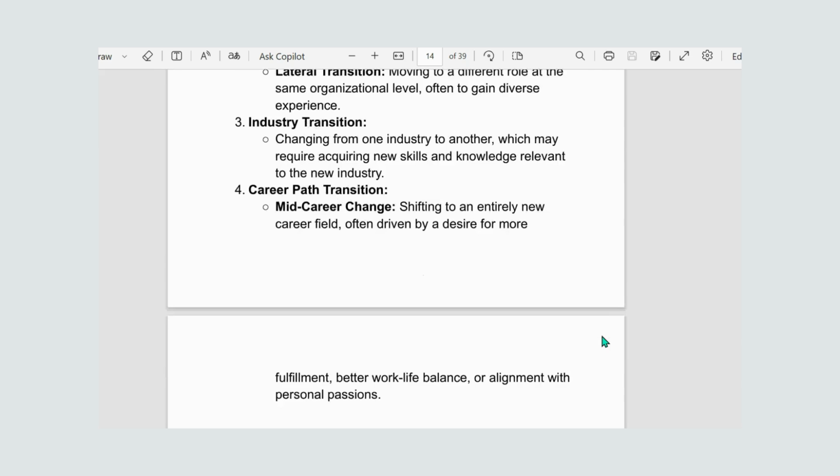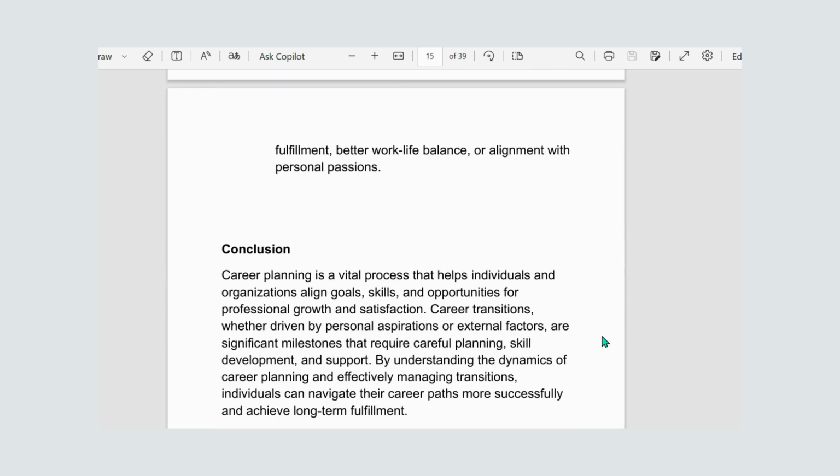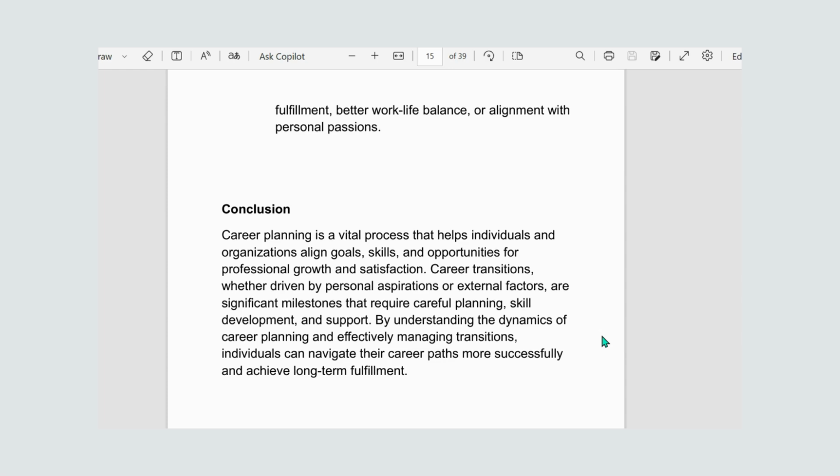It can also be career path transition, where you shift to an entirely new career field. Sometimes you are driven by a desire for more fulfillment, better work-life balance, or alignment with personal passions. So in conclusion, career planning and career transition play a vital role, helping individuals and organizations align goals, skills, and opportunities. By understanding the dynamics of career planning and effectively managing transitions, individuals can navigate their career paths more successfully and achieve long-term fulfillment.